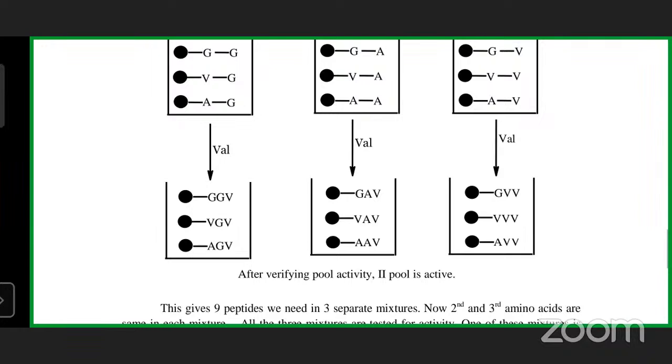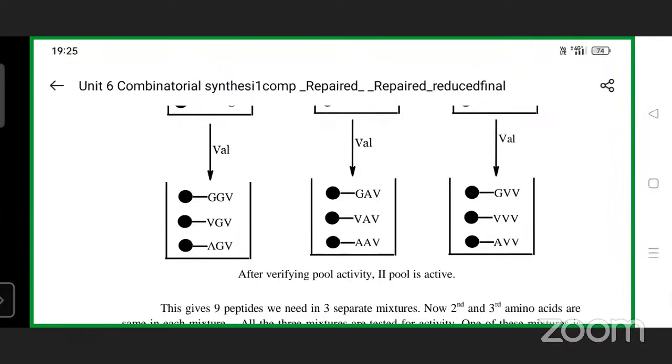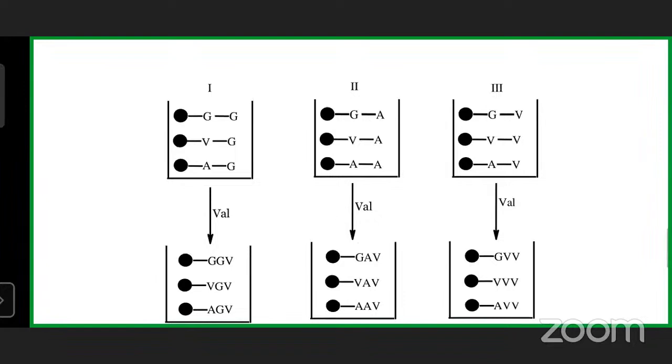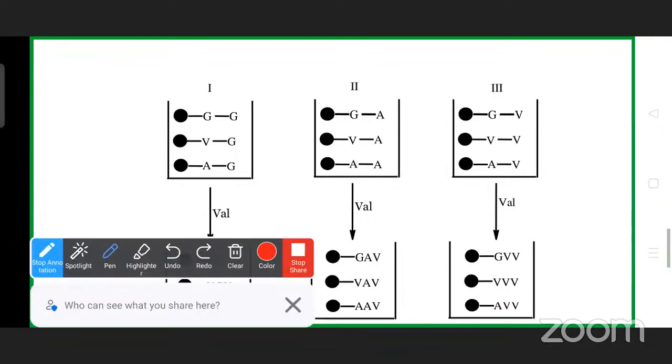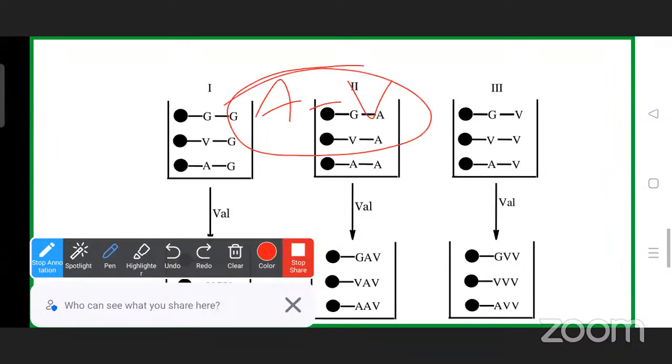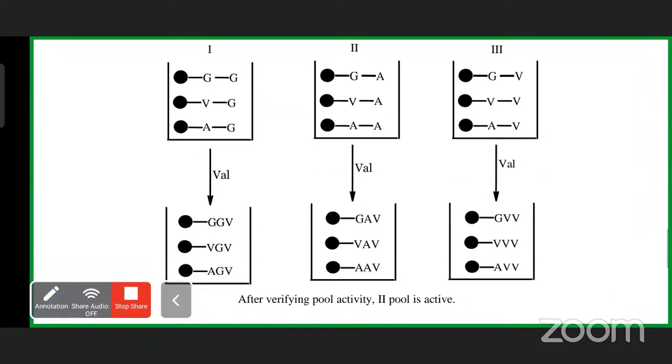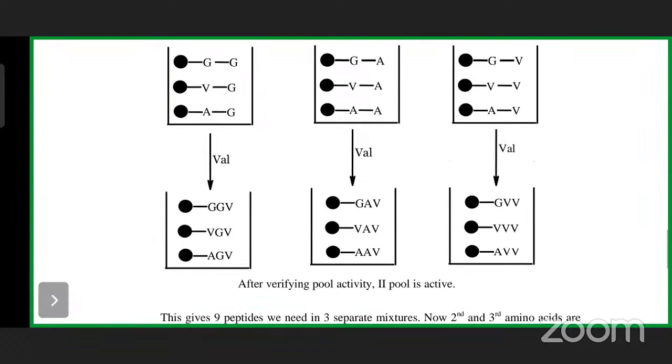But here, if we know the terminal linkage of the amino acids, for example, if you suspect AV in the tripeptide, that the terminal linkage is AV, then to find out this linkage, simply you add the valine to these dipeptides here.